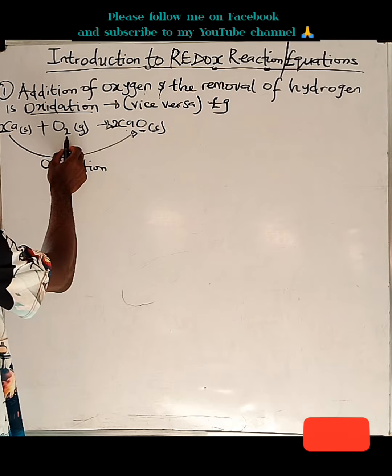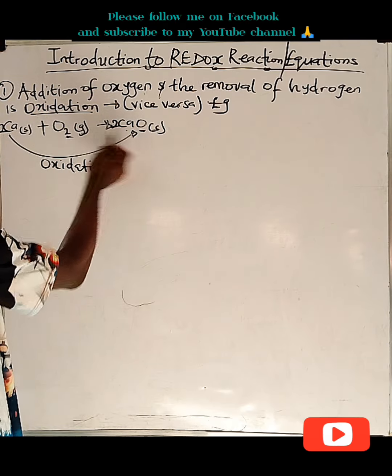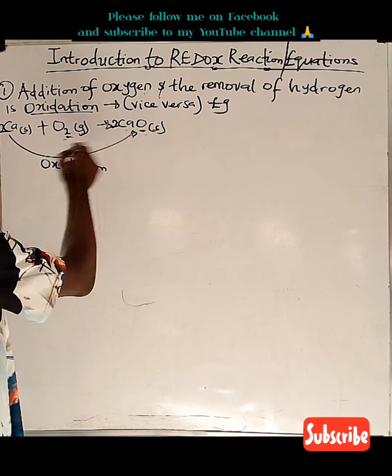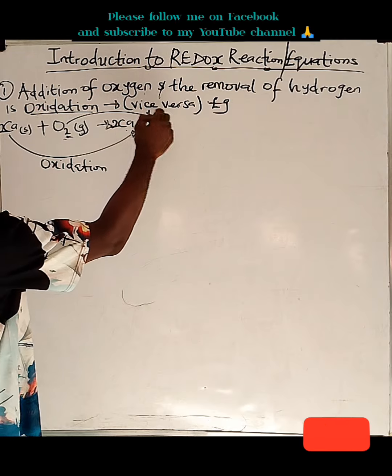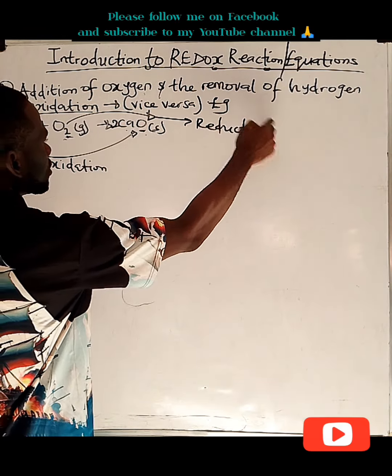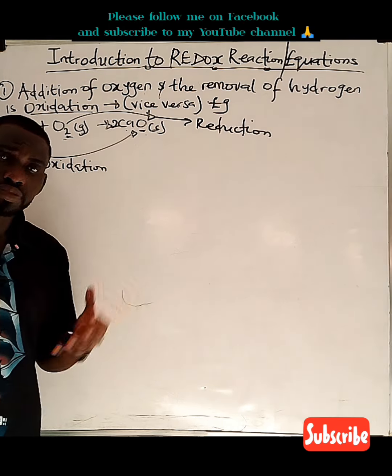Now, when you look at the oxygen here, we have two atoms of oxygen. On the product end, the number of oxygen reduced from 2 atoms to 1 atom of oxygen. So oxygen here experienced a form of reduction. There's a reduction in oxygen quantity. So don't forget, when we talk about redox, we are talking about two things happening at the same time.